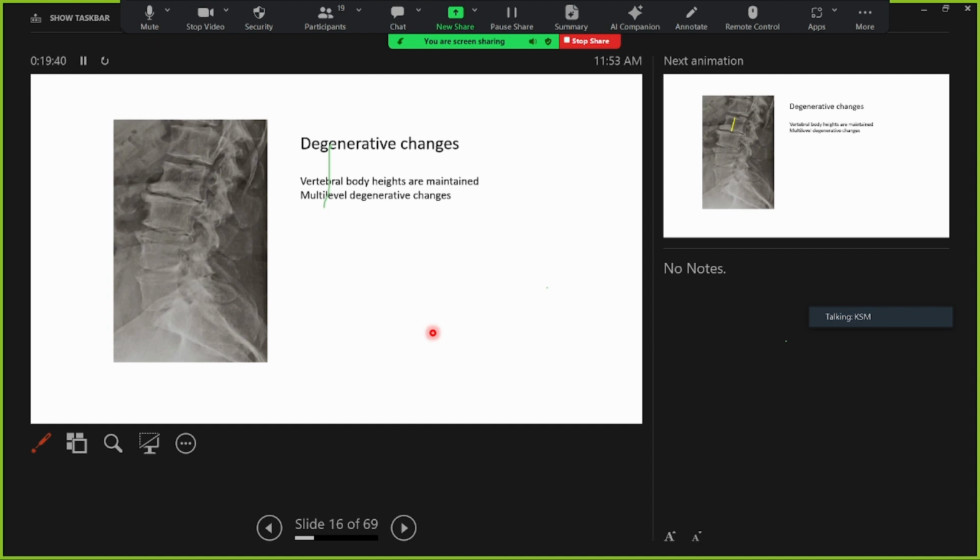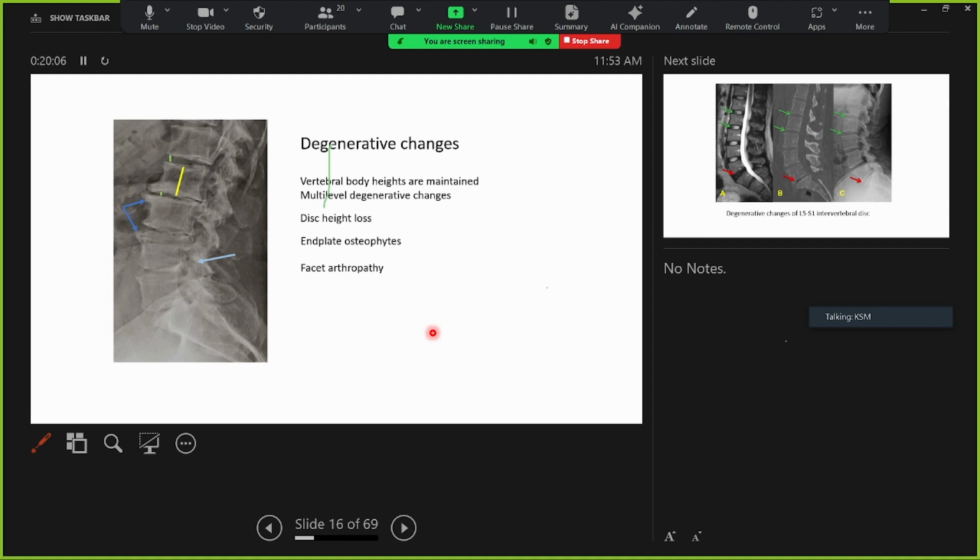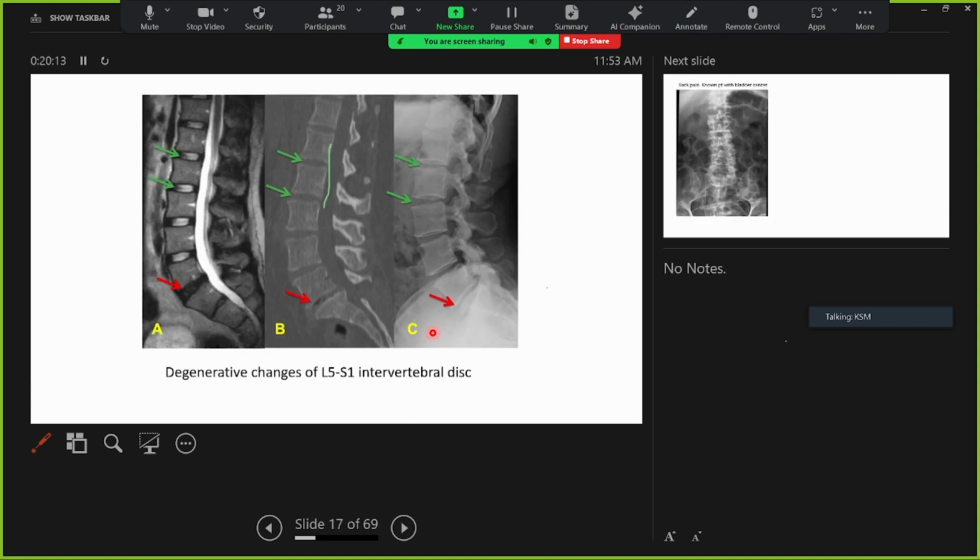So, the degenerative changes in the spine. Again, you can see this is multi-level involvement, with vertebral body heights maintained, and multi-level degenerative changes are there. Here you can see the body height is maintained with reduced disc height. The usual normal disc height is this, and if you see the one below, it's reduced disc height. Then osteophyte formation, facet joint sclerosis, and facet joint arthropathy. These are some of the common degenerative changes that you can see in the plain radiograph.